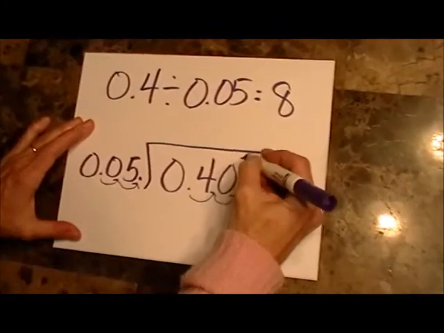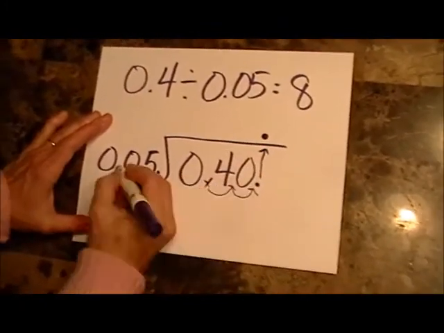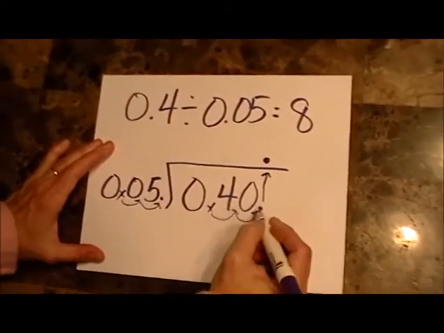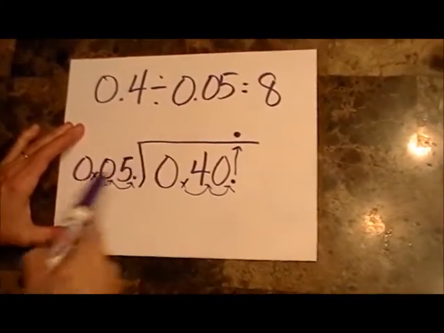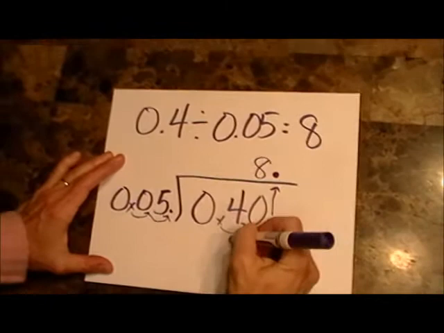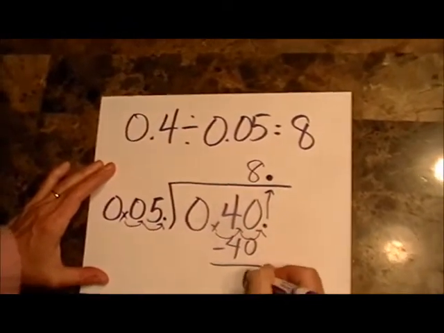Now I bring the decimal straight up. I ignore that one and I ignore this one. Those aren't decimals, these are. Then I see how many times 5 will go into 40. 8 times. That's it.